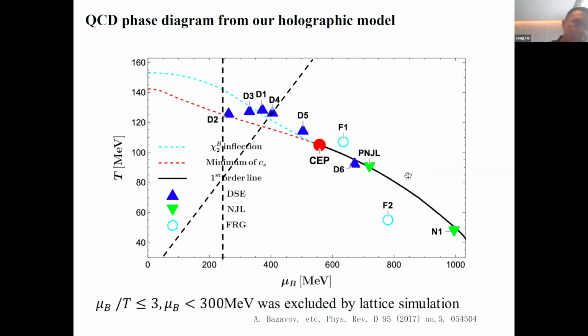Once you build up this holography model, we can predict the so-called QCD phase diagram. This is a schematic of the QCD phase diagram. This region is already ruled out by the latest simulation, and also this region. And we predict the so-called critical endpoint.